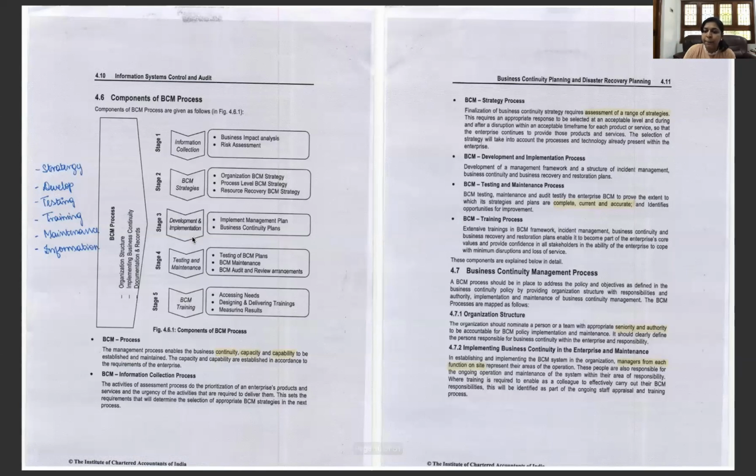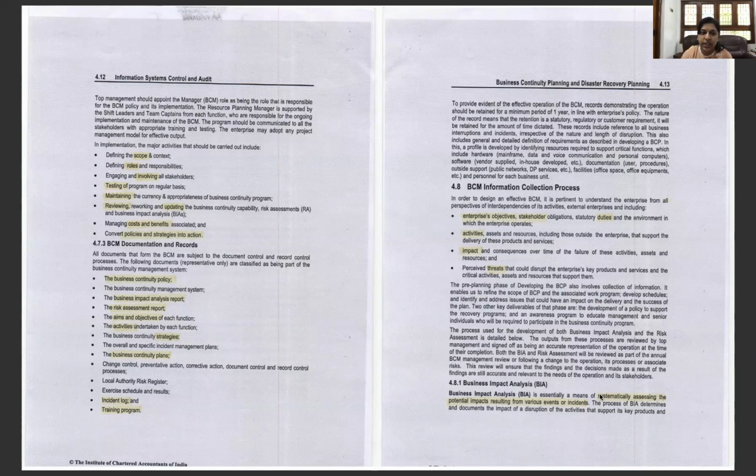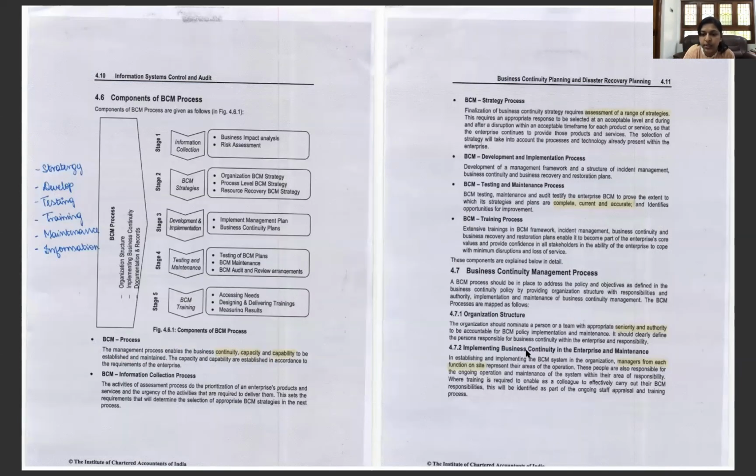So what is this about? Implementing business continuity and maintenance. Firstly, the managers from each function site should represent their areas. They are responsible for ongoing operation and also for the maintenance. Staff appraisal should be there. What other activities are involved? First is scope, roles and responsibilities, and involving all the stakeholders. Testing, maintenance, reviewing, updating, cost and benefits, converting policies and strategies into action. So this is all about implementing business continuity and maintenance.